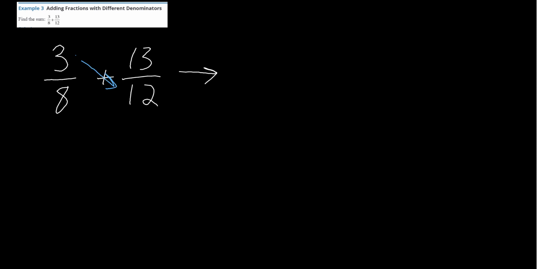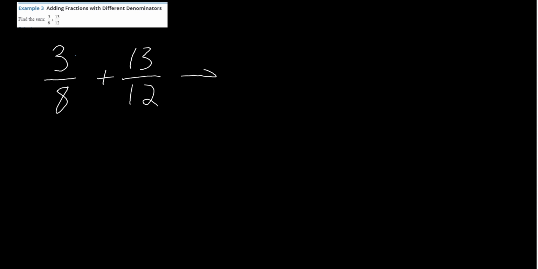Okay, so we have 3 eighths plus 13 over 12. So the way I do this, first thing I do is I say, what is 3 times 12? Okay, well, 3 times 12 is going to be, let's put a little arrow over here. So 3 times 12 is 36.